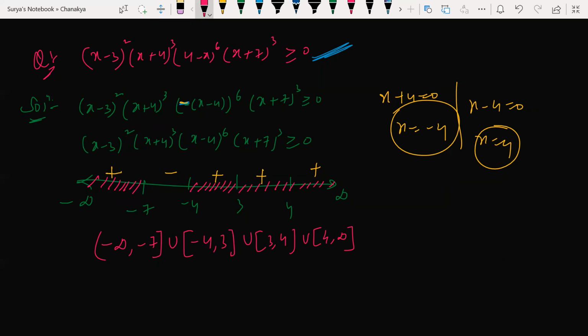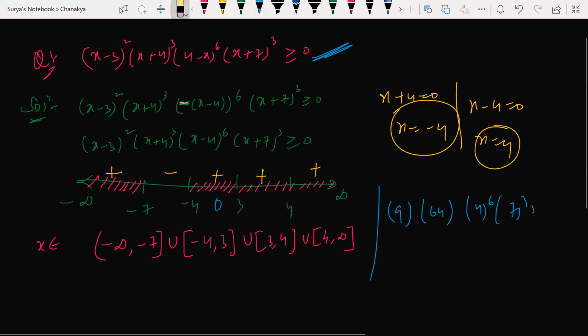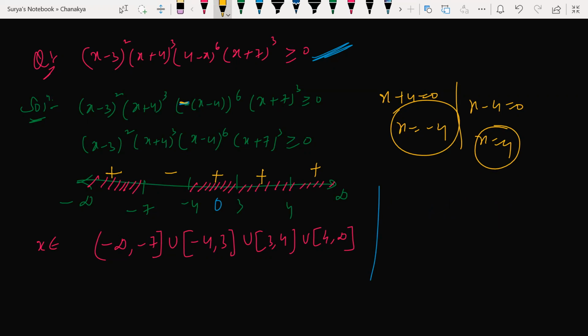Sir, we can write directly as minus 4 comma infinite now. Yeah, you can write, nothing will happen. Look at this here. I'll show it to you. Let us take any number in between. Let me take 0. Substitute 0 here. What are you going to get? 9, 64, 4 to the power of 6, 7 cube. Of course, greater than 0. If you take any number in between, it is going to satisfy.